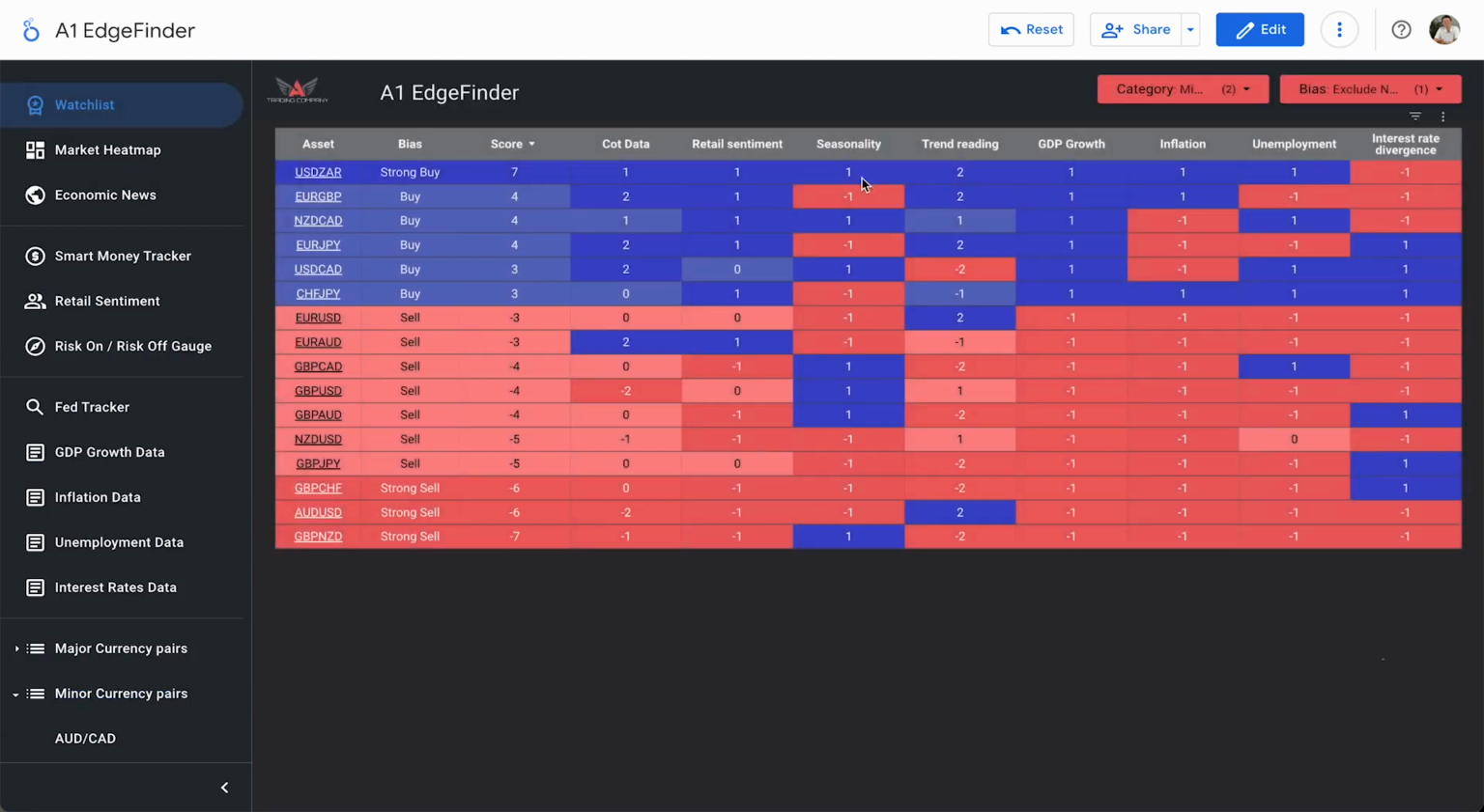All right, so there we go. We checked out our top buy and top sell, as well as what smart money's doing, what the retail traders are doing, and our brand new risk on, risk off gauge.